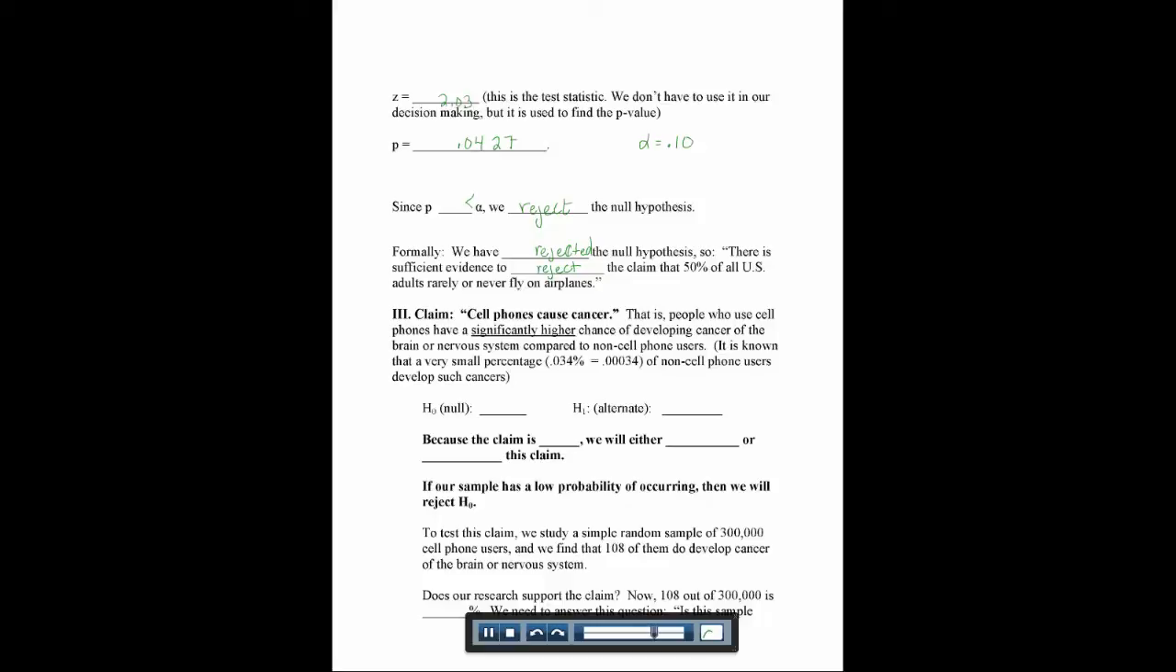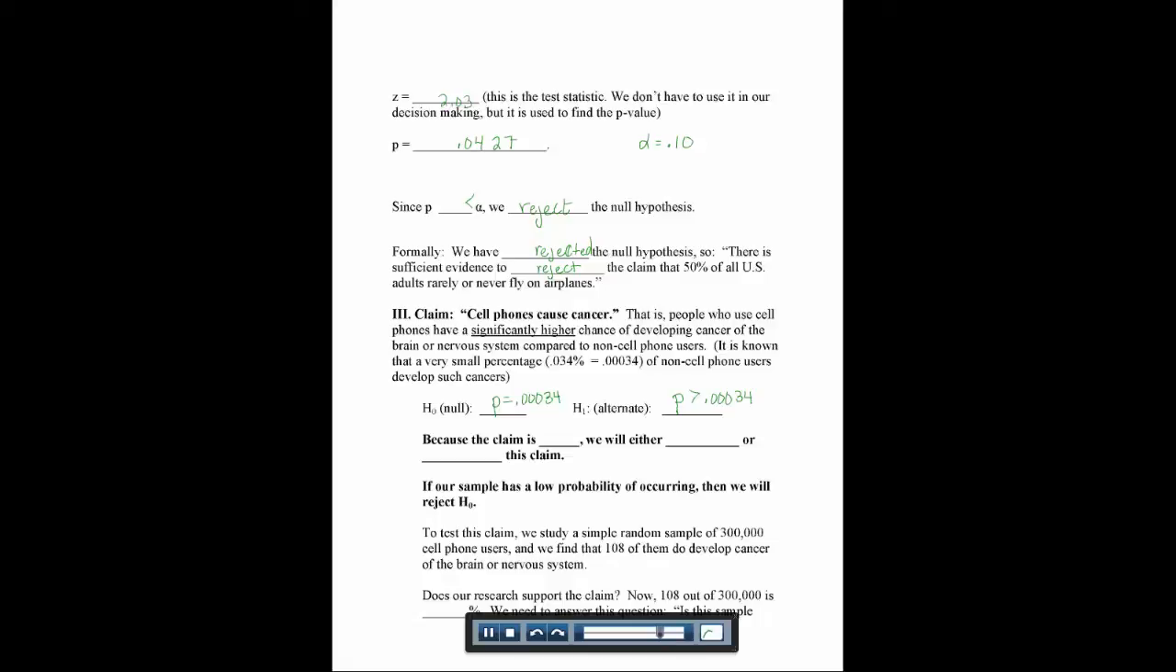Okay, and the third one we're going to do, the claim is that cell phones cause cancer. So it says people who use cell phones have a significantly higher chance of developing cancer in the brain or nervous system compared to non-cell phone users. Okay, so they also have to tell us that about 0.034% or 0.00034 of non-cell phone users develop cancer. Okay, so if our claim is that cell phone users have it more, we would say for cell phone users the proportion is greater than 0.00034, which would make our null hypothesis P is equal to 0.00034.